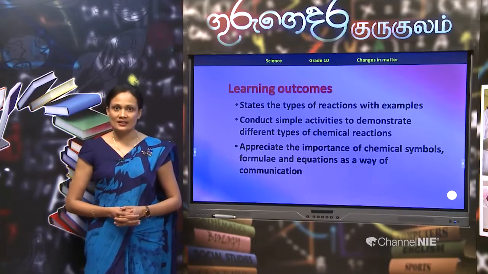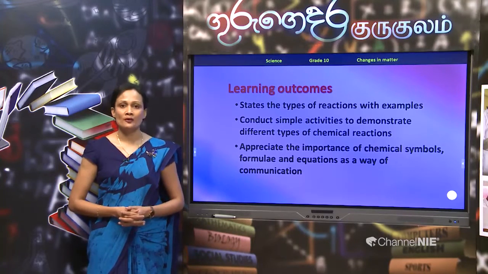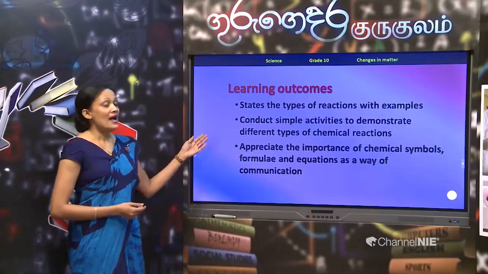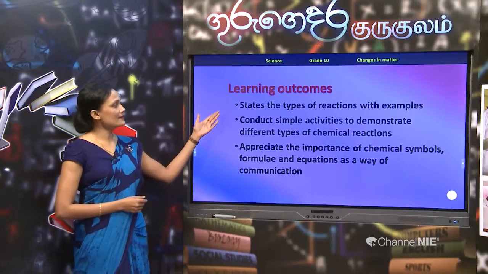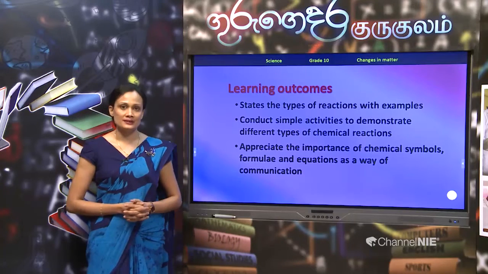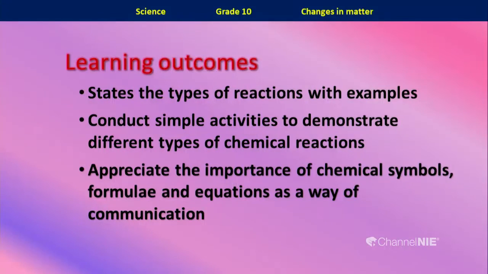Okay, let's see what the learning outcomes of this lesson are. At the end of this lesson, you will be able to state the types of reactions with examples and conduct simple activities to demonstrate different types of chemical reactions. Finally, you will be able to appreciate the importance of chemical symbols, formulae and equations as a way of communication. Okay, let's start the lesson.